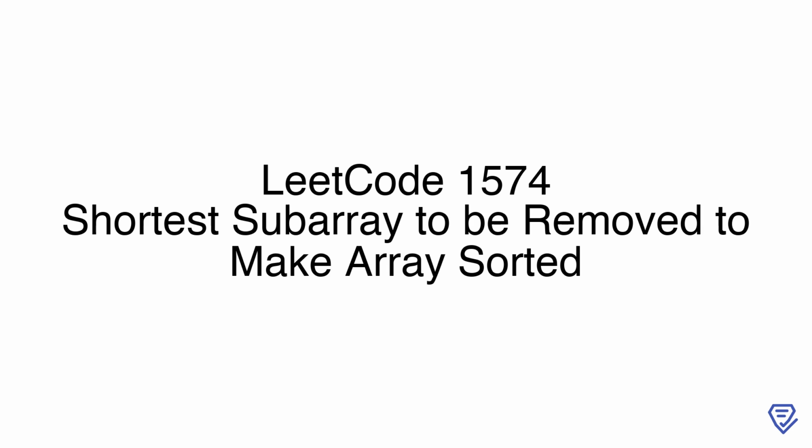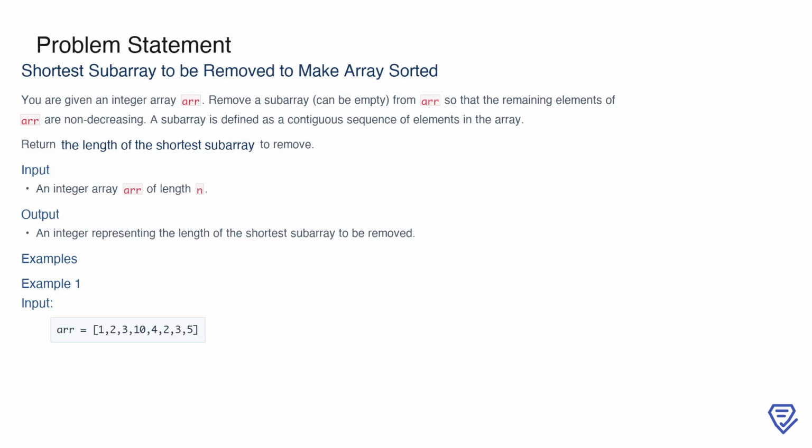Let's dive in. The problem asks us to determine the length of the shortest subarray that can be removed from an integer array, arr, so that the remaining elements are in non-decreasing order. A subarray is simply a contiguous segment of the array. For the output, we need to return the length of this shortest subarray. Let's start by looking at some examples to better understand the requirements.